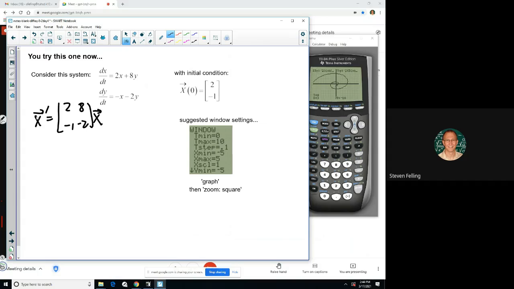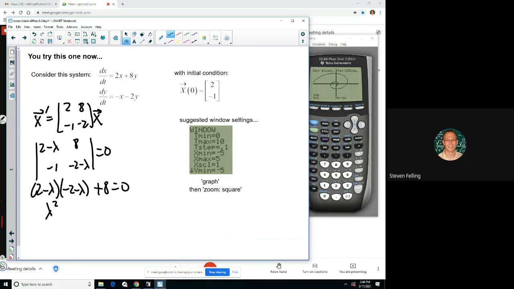All right, so then we're going to find the eigenvalues by doing the determinant of 2 minus lambda, 8, -1, -2 minus lambda equals 0. All right, so that's going to give you 2 minus lambda times -2 minus lambda minus -8 equals 0, which when you multiply out and combine them, you end up getting lambda squared minus 4 lambda plus 8 equals 0. Right?